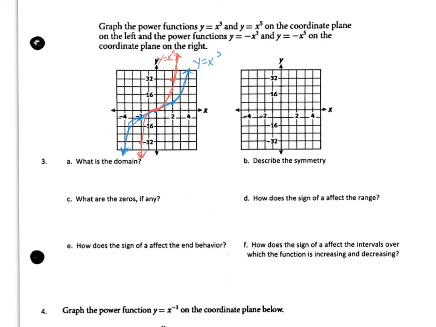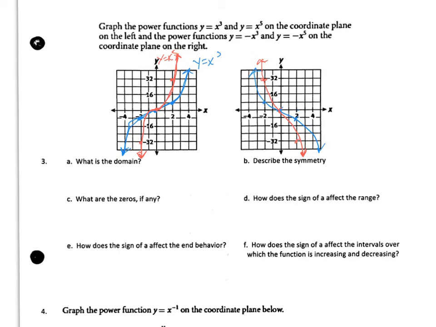Then if we flip this over and do the negative, we still have 0, 0. We would have negative 2, positive 8, and positive 2, negative 8. And then for the negative x to the 5th, we'd have negative 2, 32, and 2, negative 32. So the ends are doing crazy things. They're not together. They are opposite of each other.